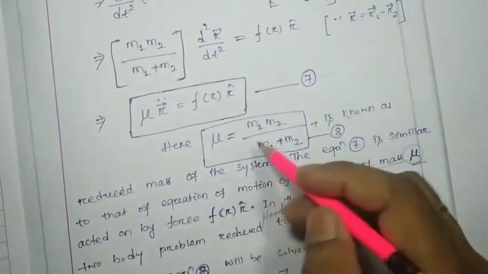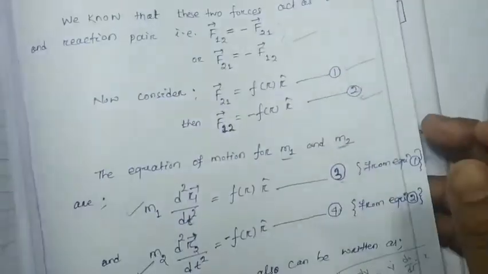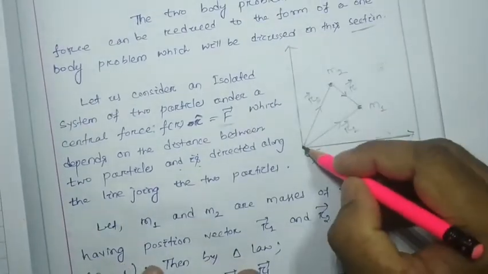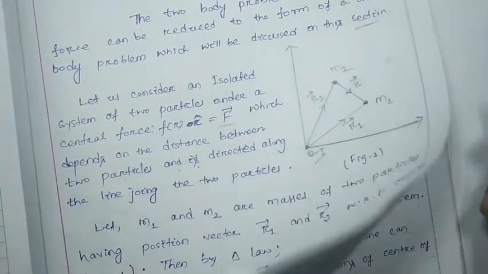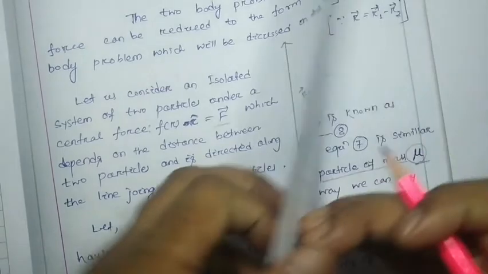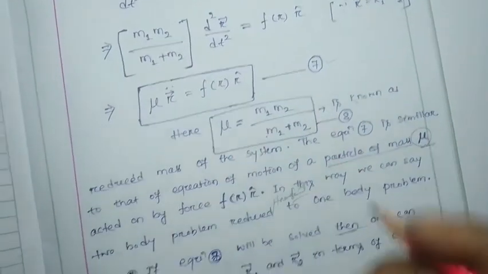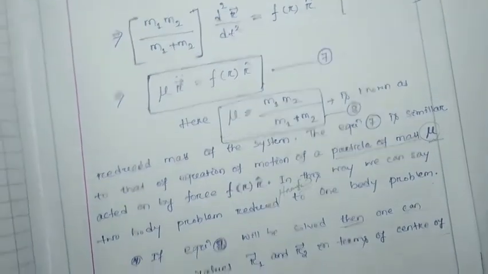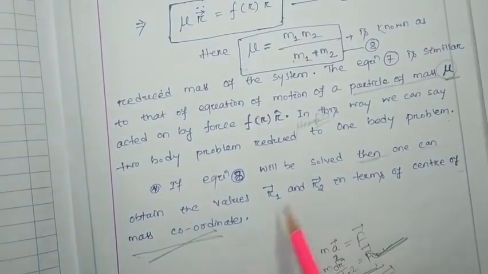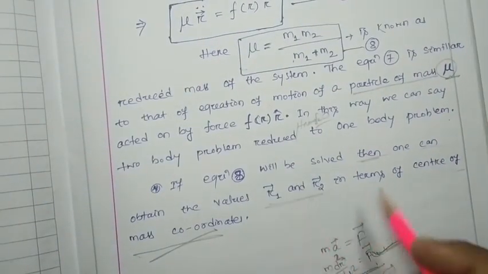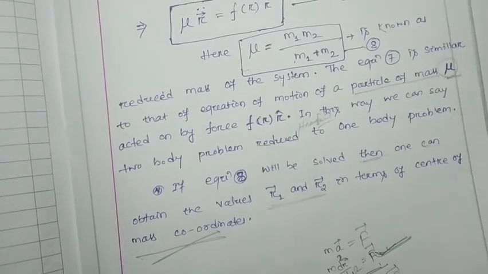So this is what we discussed, that our center is this one. Here, for this case, we consider that mu is the reduced mass. If we can solve equation number 8, then we can find the values of r1 and r2 in terms of the center of mass coordinates.